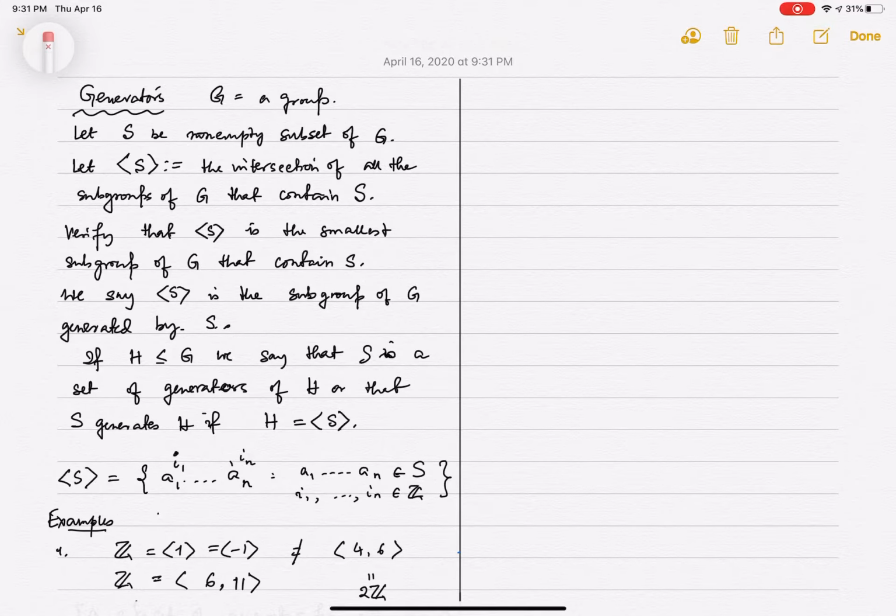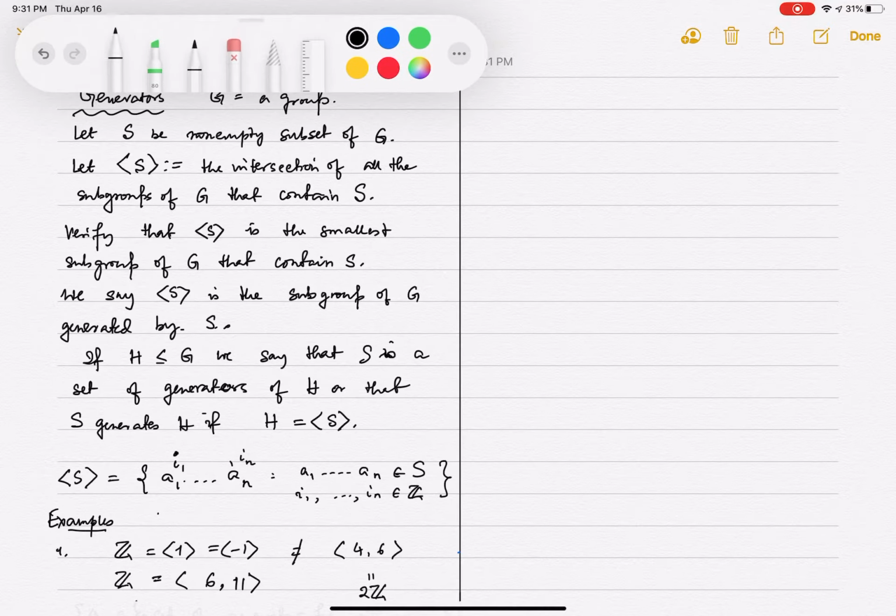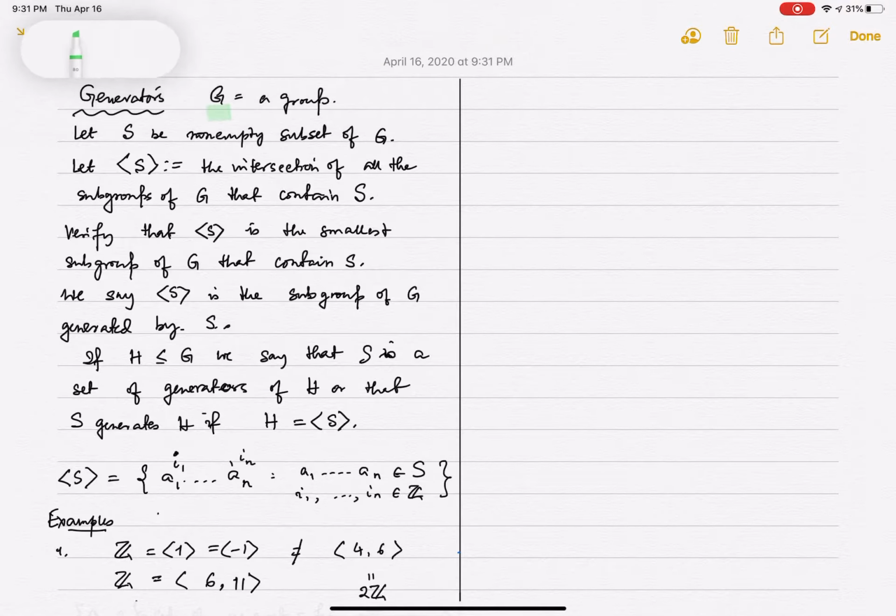We're talking about generators for a group. So G is a group, S is some non-empty subset of the group, then angle bracket S denotes the subgroup of G generated by S. One way to define it is to take the intersection of all the subgroups of G that contain S. And you can verify that this angle bracket S is really the smallest subgroup of G that contains S.